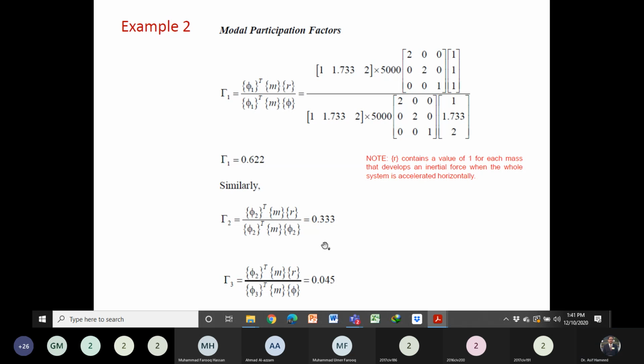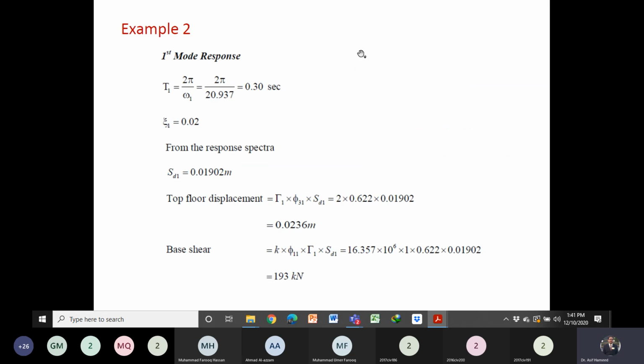Is that okay? Here it is phi 3, by mistake it's written here phi 2. So phi 2 here, phi 3 here. So we can calculate the modal participation factor. Next step is we had to calculate the top floor displacement and the base shear.